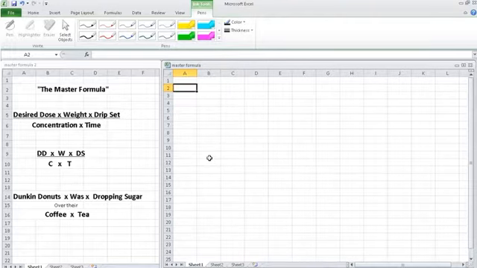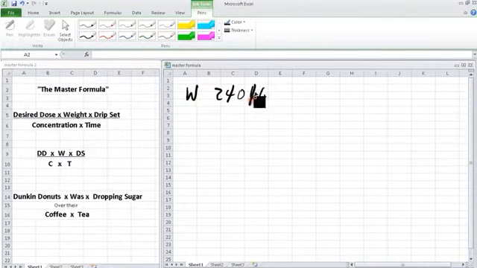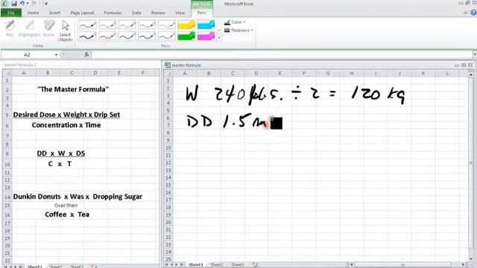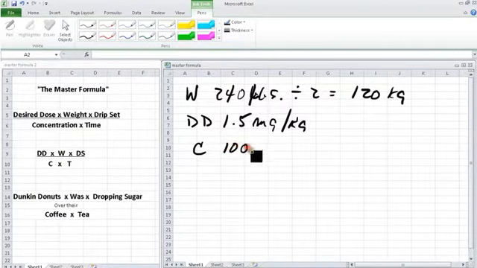And the lidocaine comes in preloaded syringes that are 100 milligrams in 5 mLs. So let's write out all the information that we have. Patient's weight is 240 pounds, divided by 2 is equal to 120 kilograms. The desired dose is 1.5 milligrams per kilogram. And the concentration, we said, was 100 milligrams in 5 mLs.